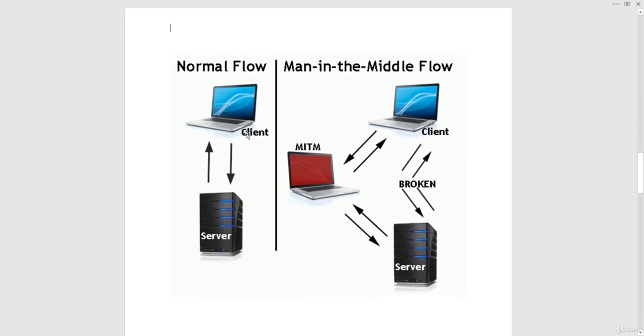So this is the normal flow. The client will request some page and the server will render that. Now there is a man in the middle, and this man in the middle is basically a hacker. Instead of sending requests directly to the server, they will be sent through this hacker machine. We have already said that in order to send the correct information to the client, or the correct request to the server, it will look at the MAC address.